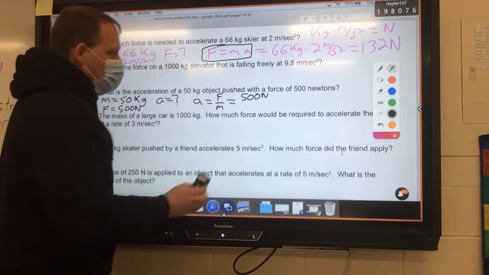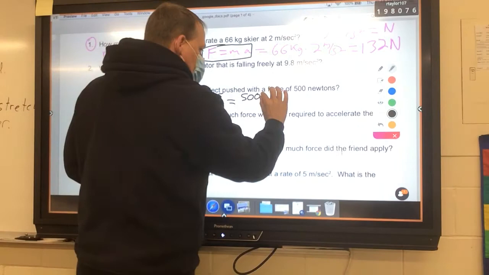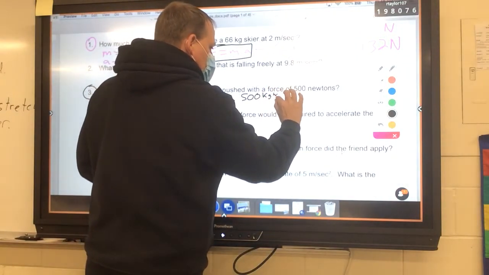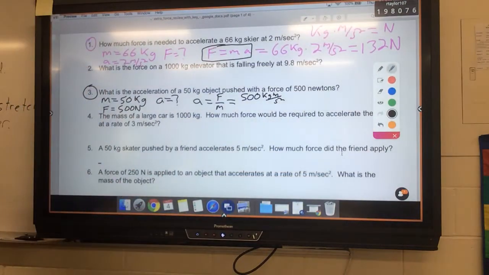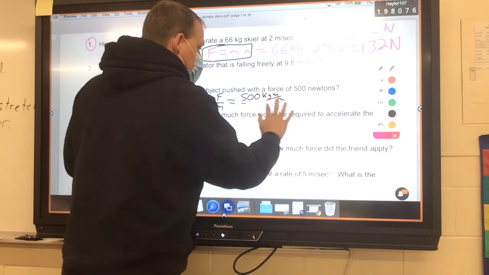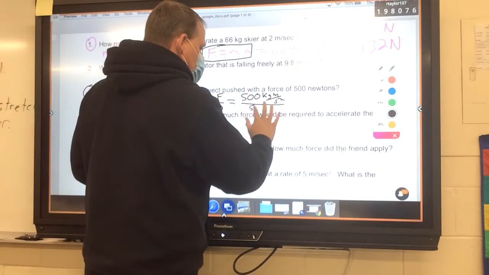So I've got my eraser right here. I'm going to erase the newtons, and instead I'm going to write kilogram meters per second squared. That's equal to a Newton. And the reason I'm going to do that is it's going to help me do my unit analysis. And now I'm going to divide by the mass. The mass was 50 kilograms.